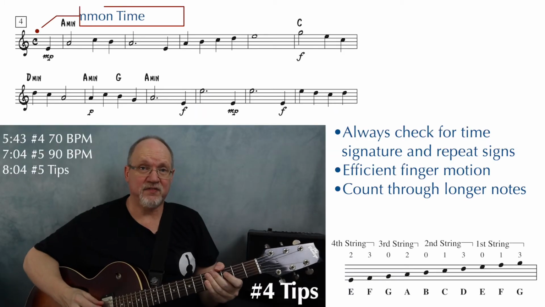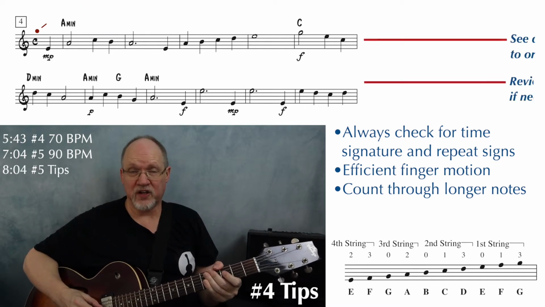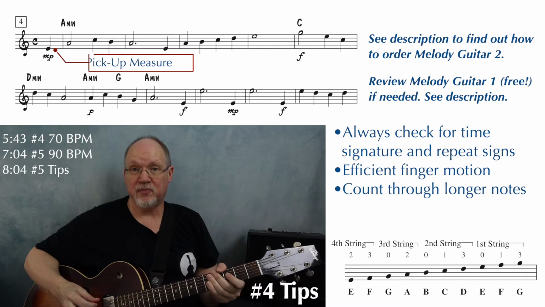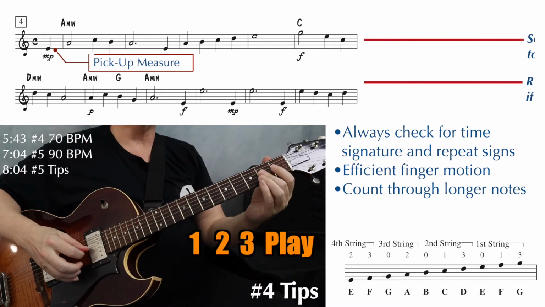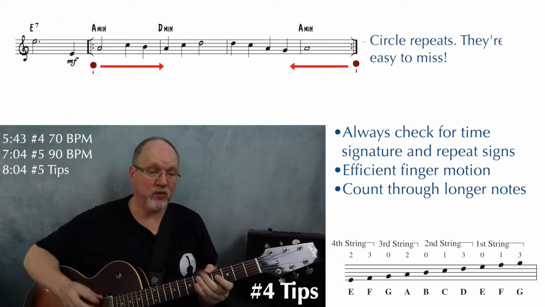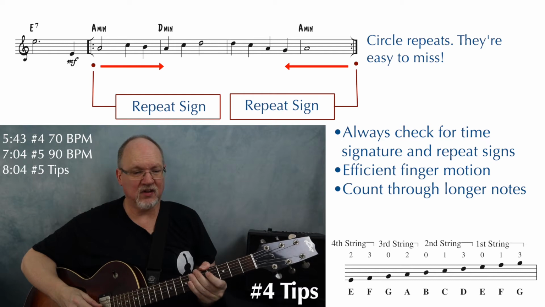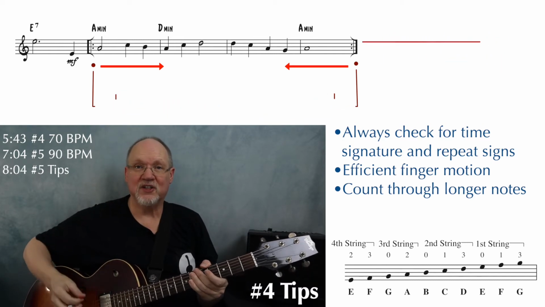Number 4 on page 5 is in common time, 4 beats per measure. The quarter note gets the beat, and we have a pickup note here, so you would count that 1, 2, 3, 4, 1. You want to make sure you look through your music for repeats. We do have a set of repeats in the last line. The last 4 measures repeat, so we do those 4 measures twice.